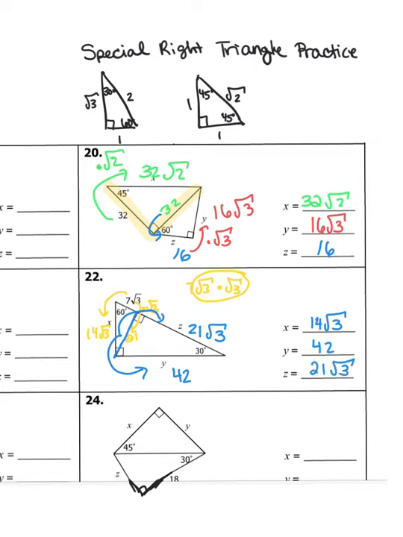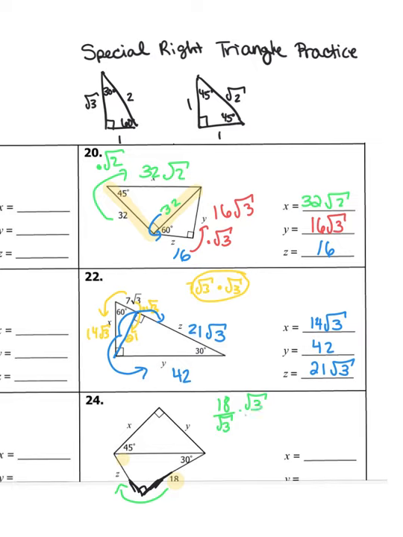Okay, so the last example I have here is a 45, 45, 90 stacked on top of a 30, 60, 90. They give me information on the 30, 60, 90 of 18. And that information is the long leg. It's the side across from my 60-degree angle. So to go from the long leg to the short leg, I need to divide by the square root of 3. So 18 divided by the square root of 3.